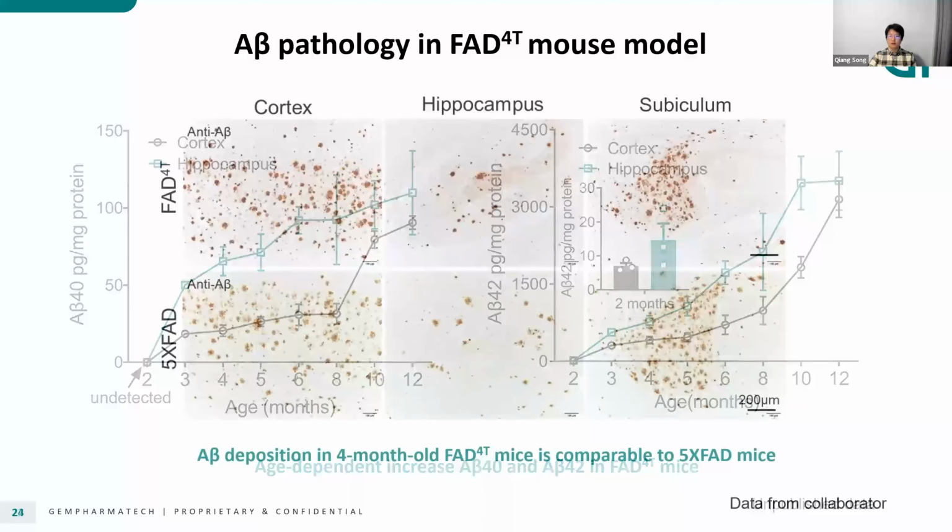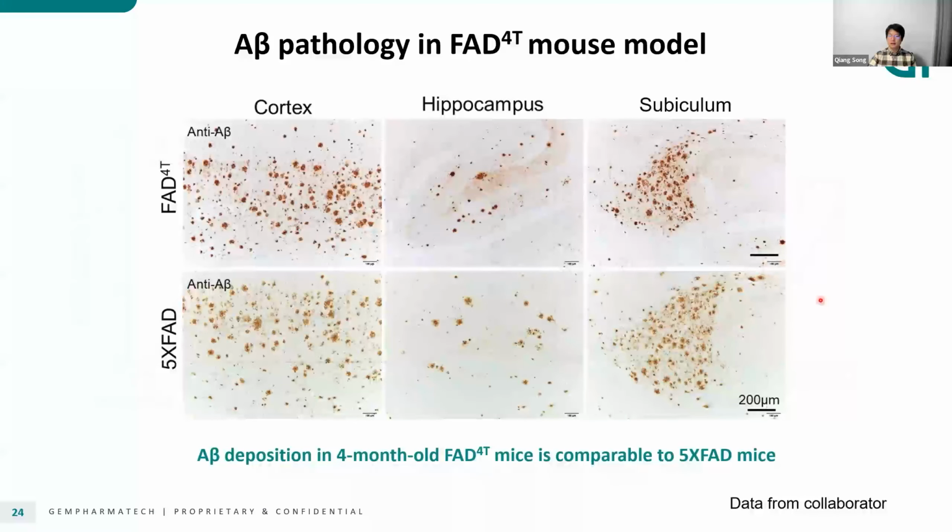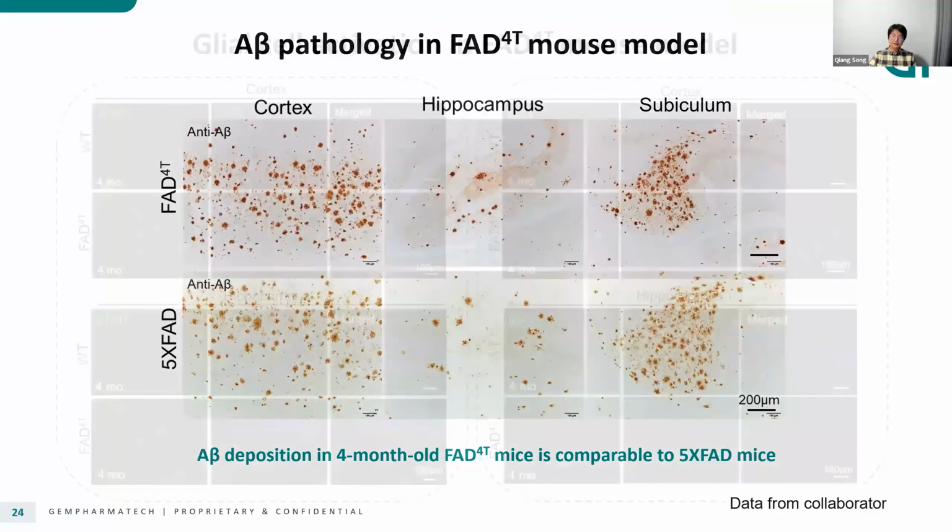And we have a collaborator who showed that, compared to the 5xFAD mice, the A-beta deposition in the different brain regions of 4-month-old FAD40 mice is comparable to that of the 5xFAD mice.